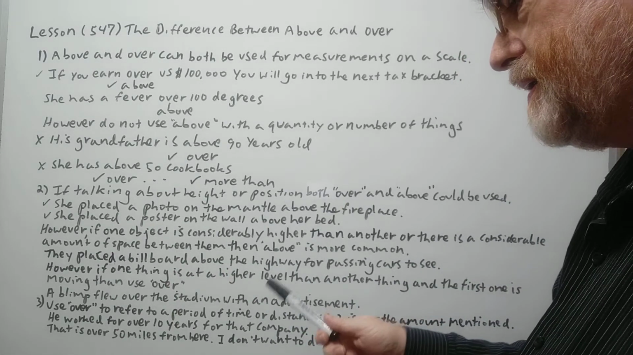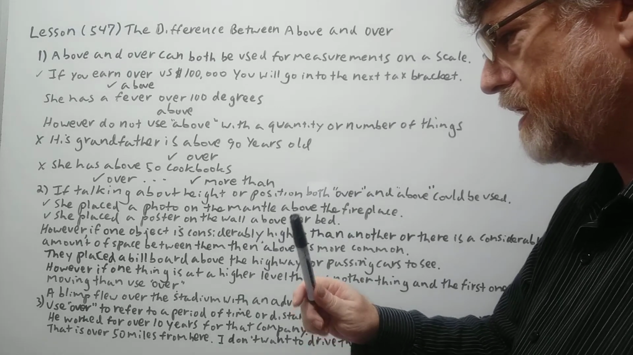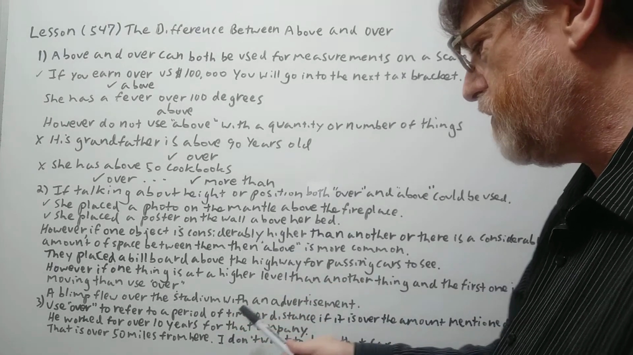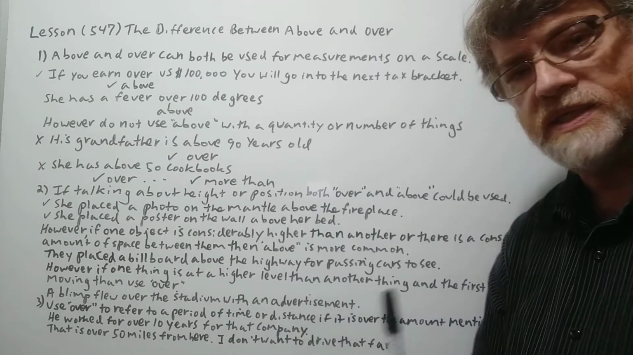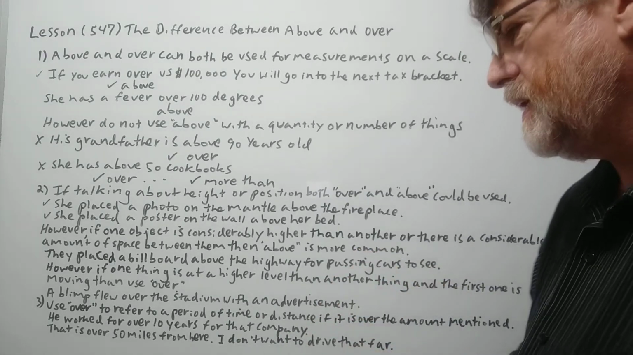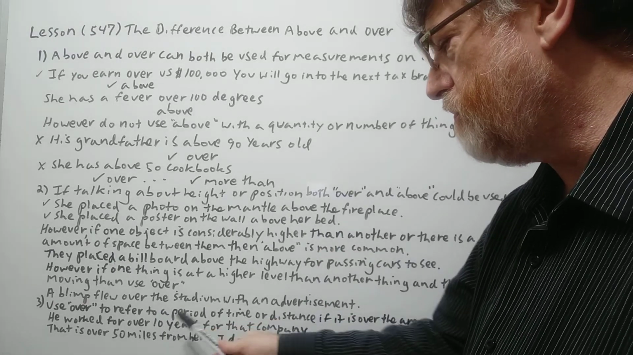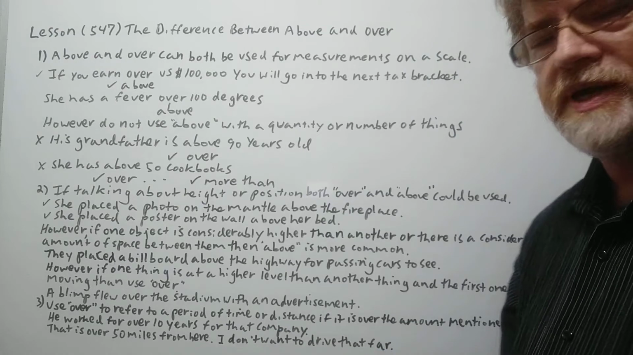All right, and let's go on. Here's our third part. Use over to refer to a period of time or distance if it is over the amount mentioned. Well, of course. Here we have an example. He worked for over 10 years for that company.